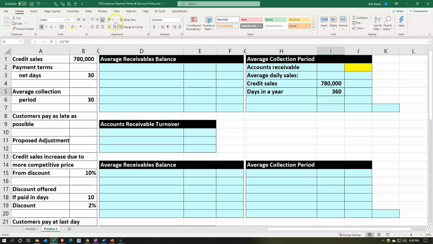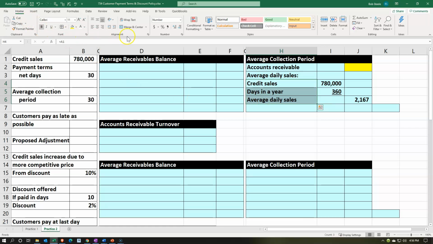We're going to put an underline under the 360, Home tab, Font group, Underline. That's going to give us our average daily sales. We're going to put that in the outer column, this being equal to the 780 divided by the 360 for the 2,167. Let's format this, highlighting these three cells or selecting them.